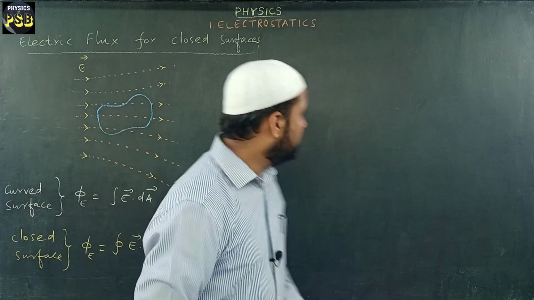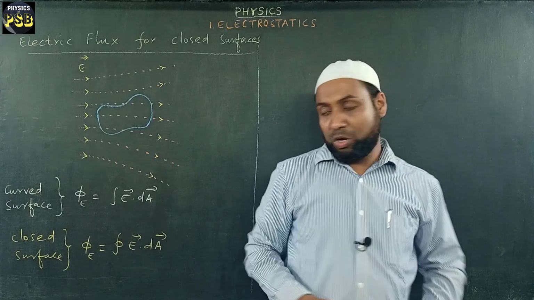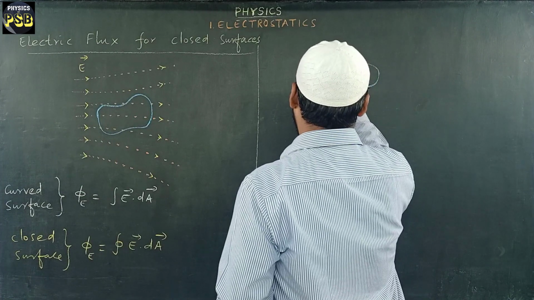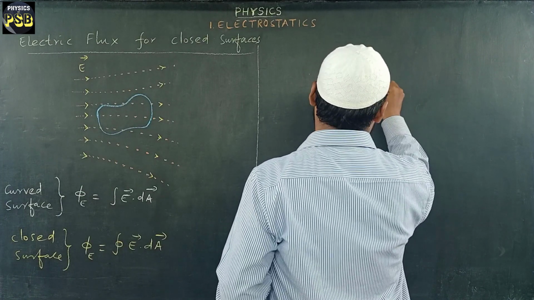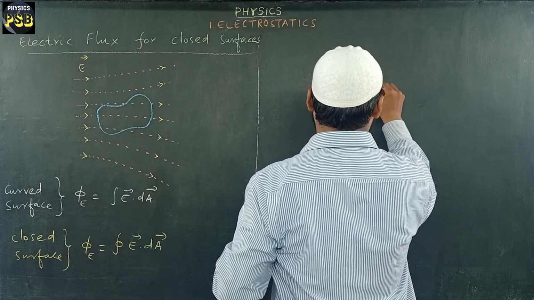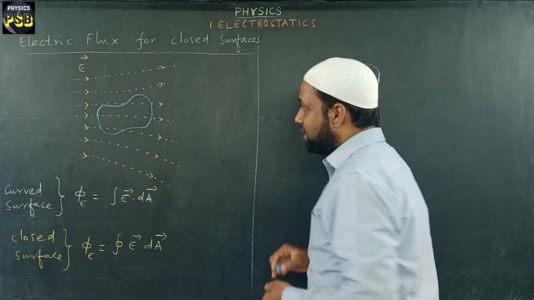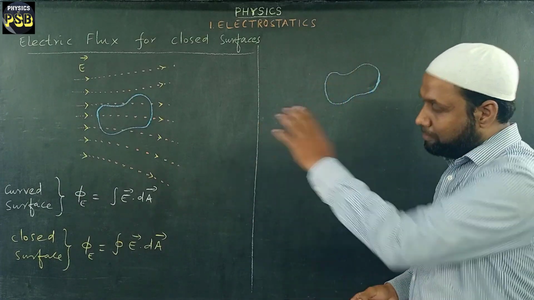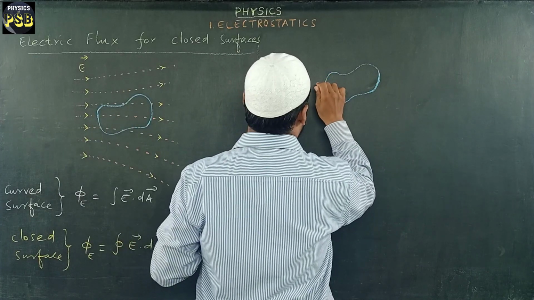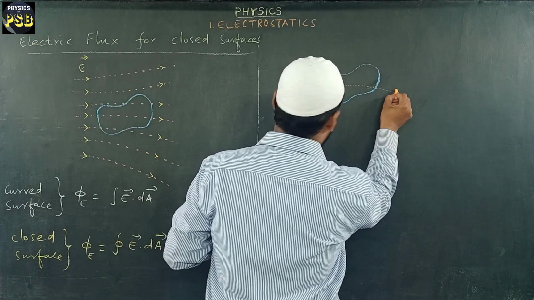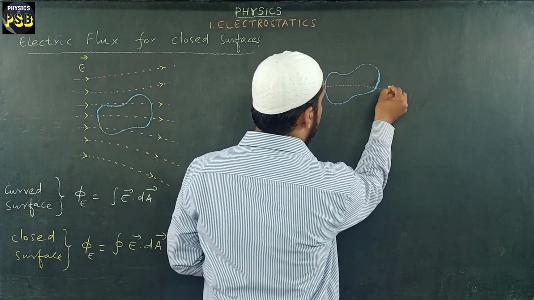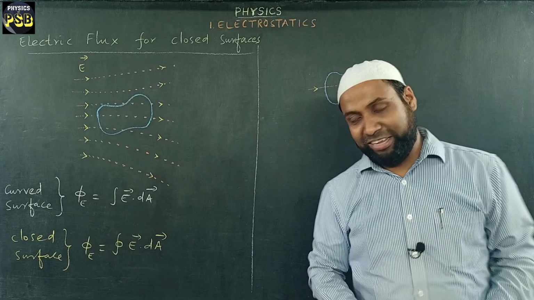How is it? Let me show that to you. For that, I'll take this closed surface, the closed surface that I have drawn here. So, it is placed in an electric field. You see, I take this electric field line passing through this closed surface.